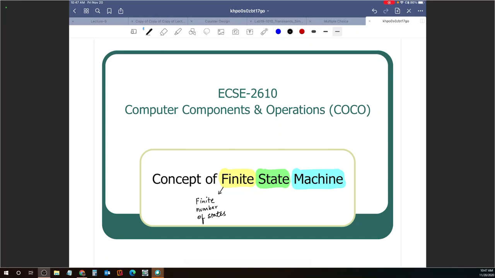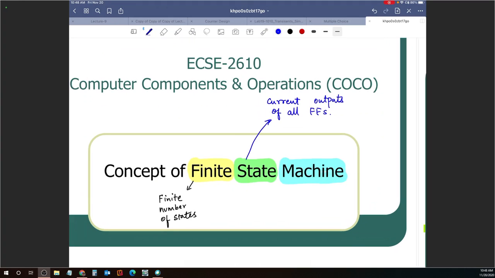Then state, what does state mean? Just as we did for the counter, what is the state of the counter? Well, whatever it's counting right now, right? So if it is at 5, the state of the counter is 5. That is one state. The current outputs of all flip-flops in the FSM dictate what the state of the finite state machine is. So that's the state. How about machine?